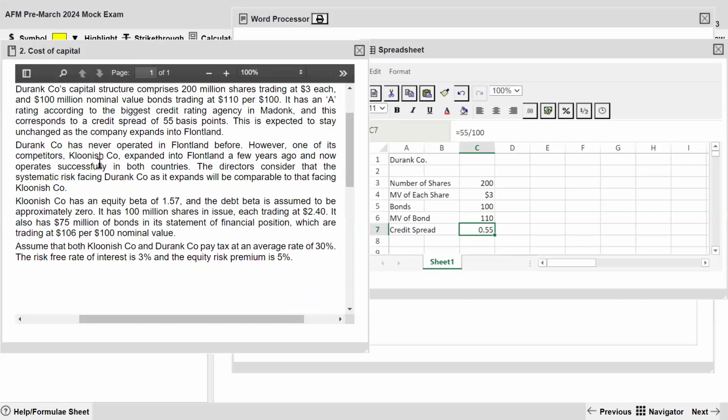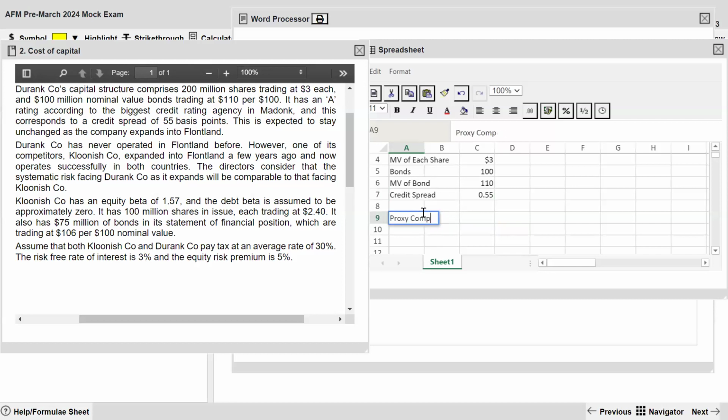Durham company has never operated in Frontland before. However, one of its competitors, Clunish, expanded into Frontland a few years ago and now operates successfully in both countries. Directors consider the systematic risk facing Durham as it expands will be comparable to that facing Clunish company. Now, the Clunish company is a proxy company.